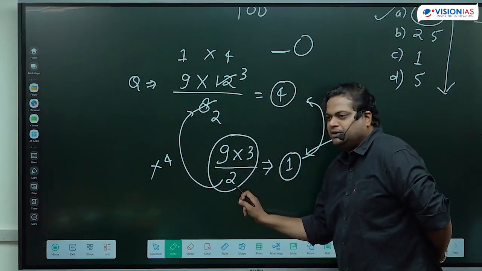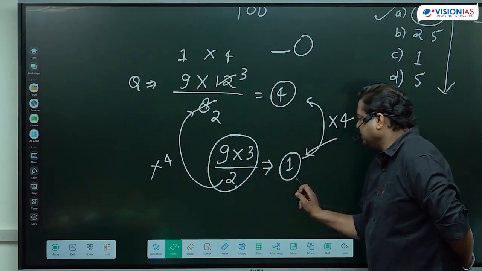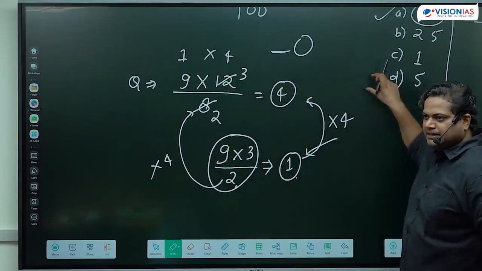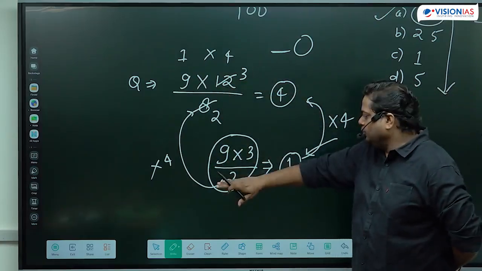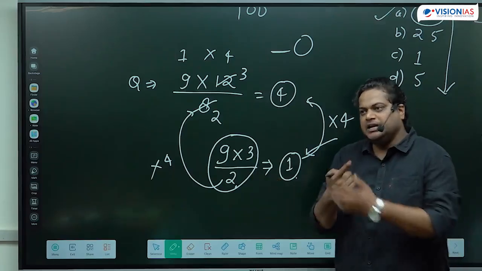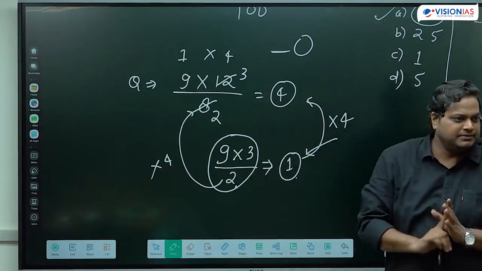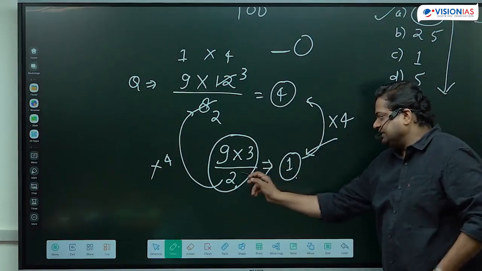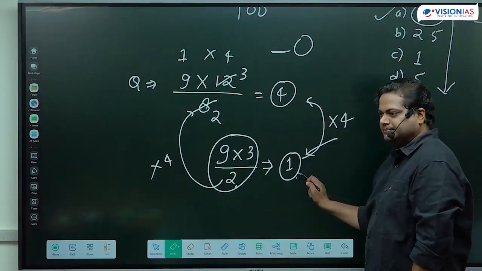Here we are dividing by 2. What remainder are we getting? Why are we doing this simplification? Because so many terms are there. If we simplify and in the denominator we are getting 2 and it is not divisible, there is only one possibility, that the remainder will be 1. Here it will be easier to find the remainder. So here we are getting remainder 1.